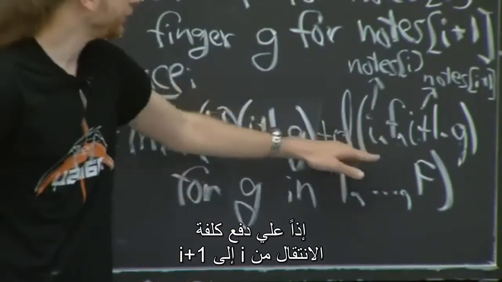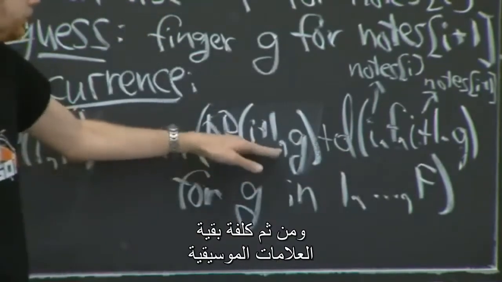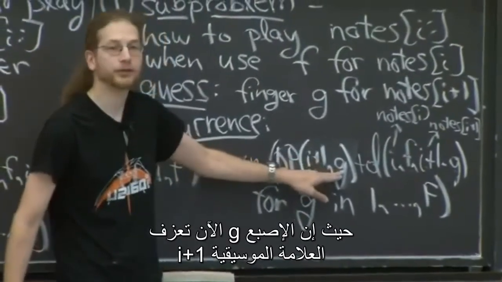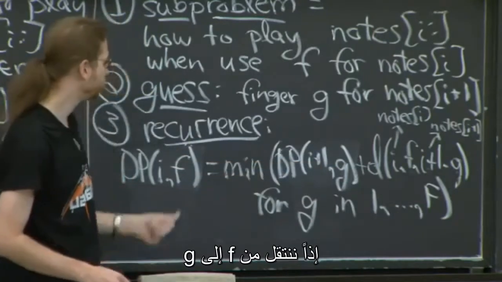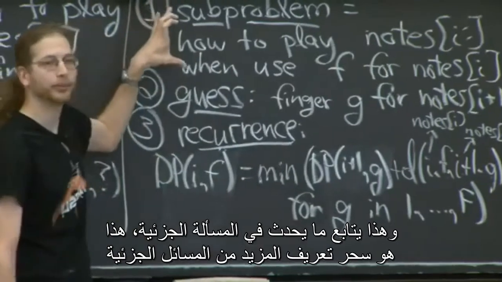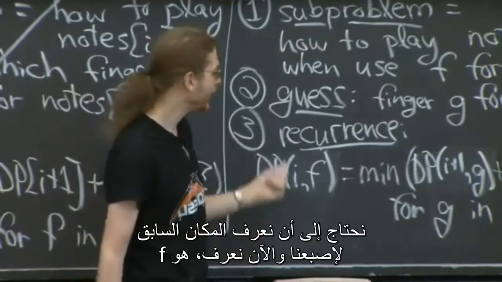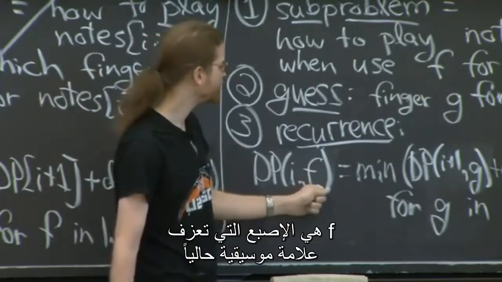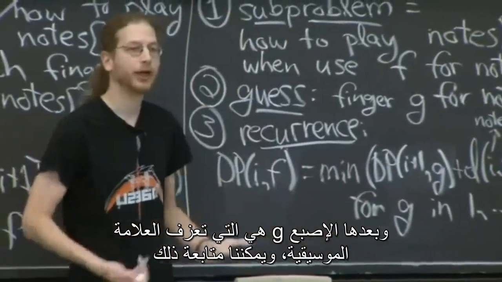Okay, so I have to pay this transition cost. What does it take to make that transition from i to i plus 1? And then what does it take to do the rest of the notes, given that now finger g is playing the note i plus 1? So we transition from f to g, and that's now kept track of in the subproblem. This is the magic of defining more subproblems. We needed to know where our finger used to be, and now we're telling it, your finger right now is finger f, the one currently playing the note. And then afterwards, g is the finger that's currently playing the note. And we can keep track of that.